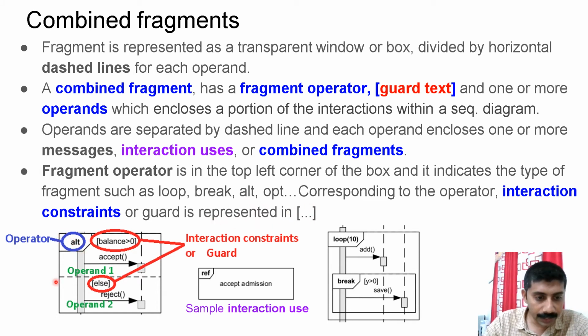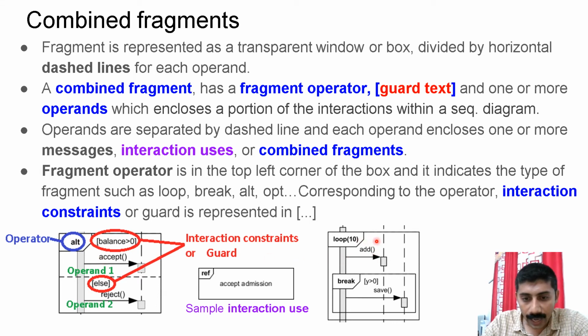So here you can see an example for a combined fragment. In this combined fragment, the logic is something like this. Based on this condition, if balance is greater than 1, this accept message will be sent from this lifeline to the target lifeline. If this guard condition or the interaction constraint is false, in that case, the second operand, that is the else logic, this message will be sent. So either accept or reject will be sent. It won't send both messages. So that is the logic. So this operator is nothing but the alt.